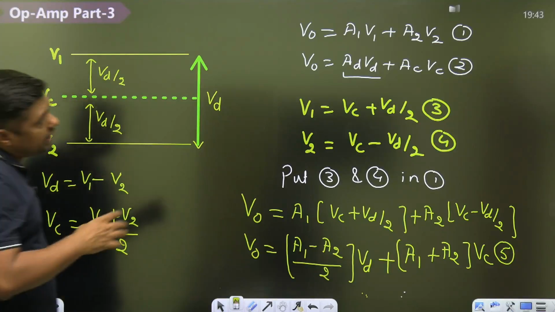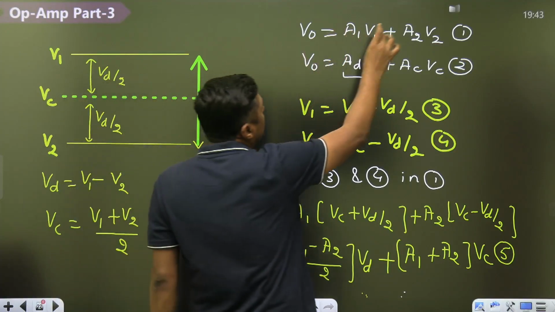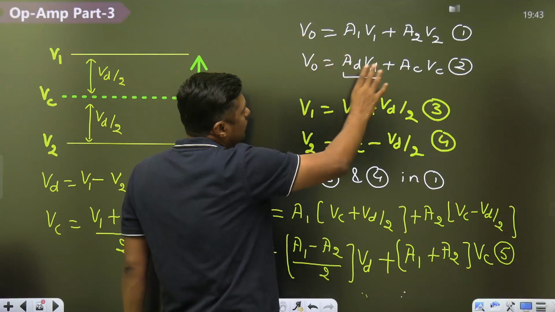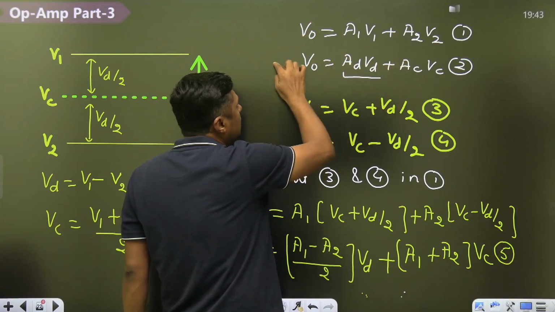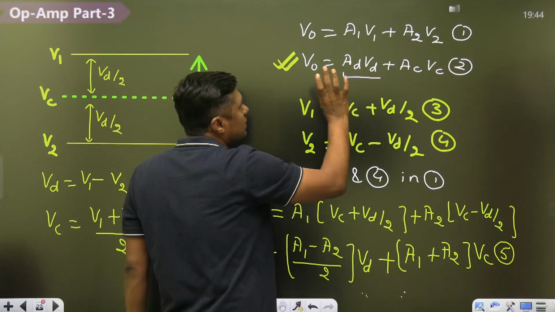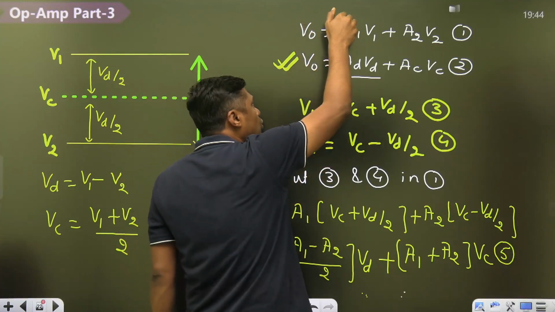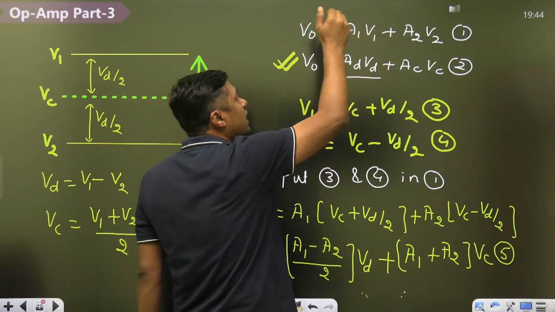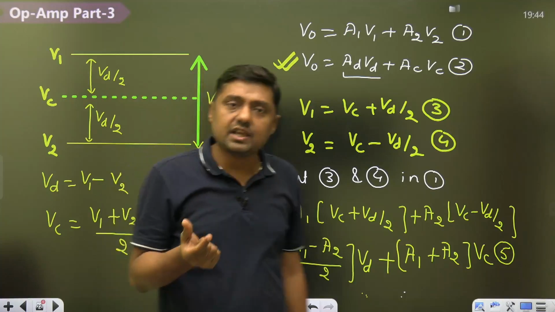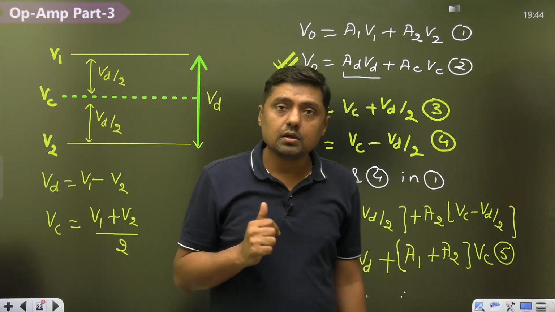we have to write like this. V0 is equal to A1 V1 plus A2 V2. And second equation is ADVD plus ACVC. This is for a practical differential amplifier. Now we have the value of A1 and A2, but we have to find the value of AD and AC. What is the difference gain and what is the common mode gain?